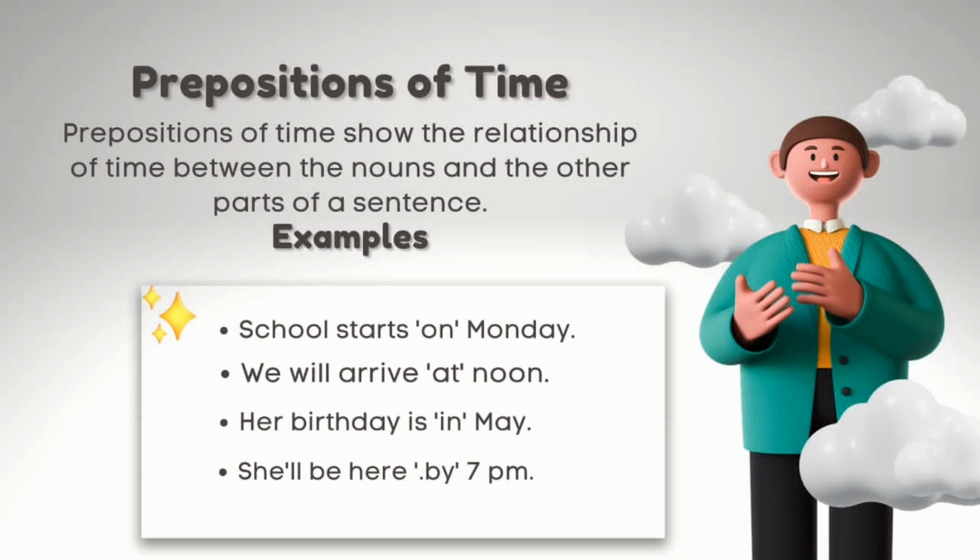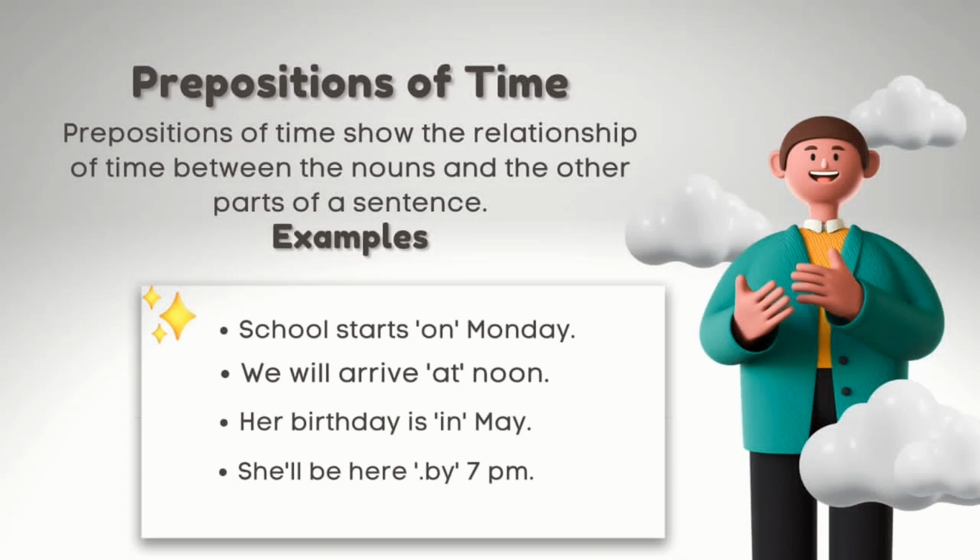School starts on Monday means that school is starting on no other day but Monday. We will arrive at noon means that we are not going to arrive in the morning or in the evening, but exactly at noon. Her birthday is in May. That's a preposition of time showing when something will happen. She'll be there by 7 p.m. That is another preposition of time.